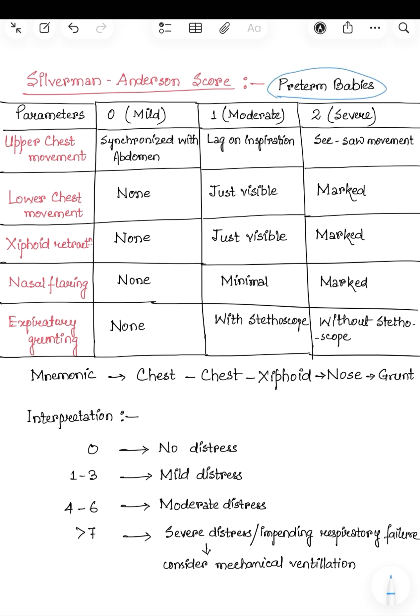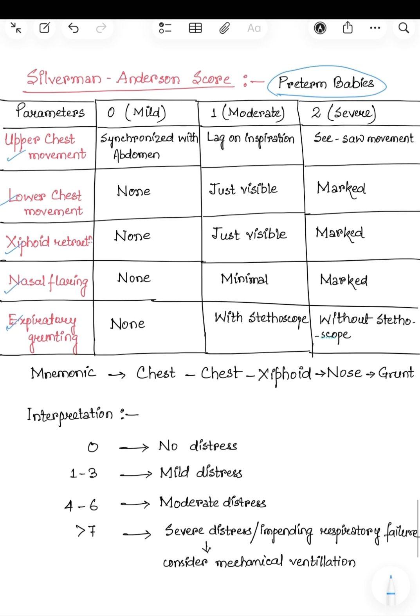The parameters are upper chest movement, lower chest movement, xiphoid retraction, nasal flaring and expiratory grunting. The mnemonic is chest, chest, xiphoid, nose, grunting. The first one is upper chest movement. If there is synchronized upper chest movement with abdomen, then the score will be 0 and this is a mild condition. And if there is a chest lag on inspiration, the score will be 1. If there is seesaw movement, then the score will be 2.